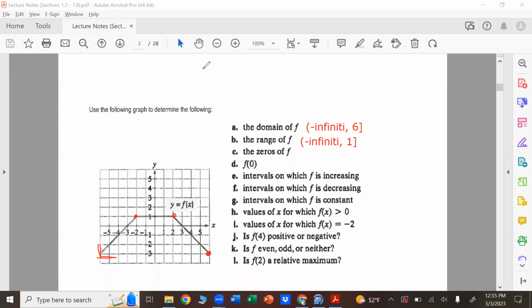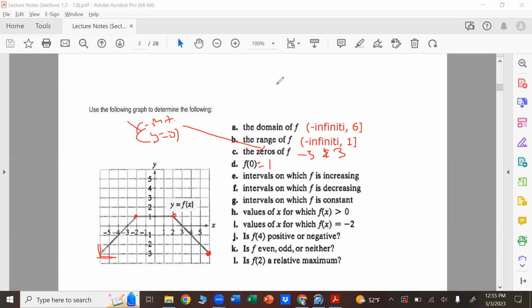Okay, the zeros are the x-intercepts, where y equals 0. Where does that happen? Negative 3 and 3. F of 0, what does that equal, when you plug in 0 for x? Yeah, it's just at 1.